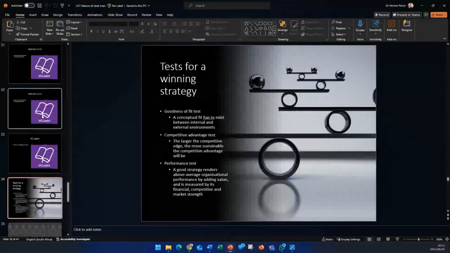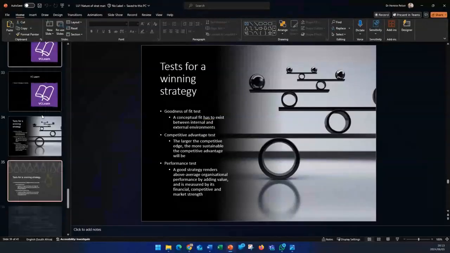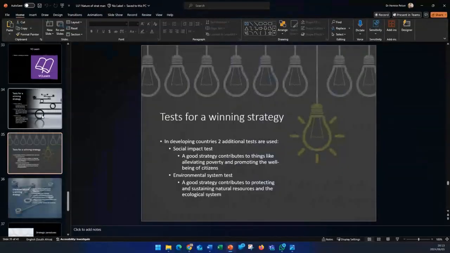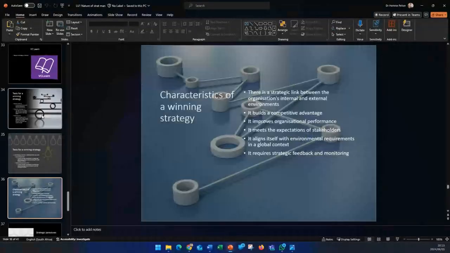So remember, goodness of fit, essentially how well the strategy links the business with the external environment. The competitive advantage test: how does this strategy make us better than those people that are in the ring with us? Then your performance test, and it's about those returns, etc. And then the social impact test, and that's part of that idea of looking after your stakeholders, etc., and people excluded from the stakeholders. And then the natural environment, in terms of taking care of the natural environment.